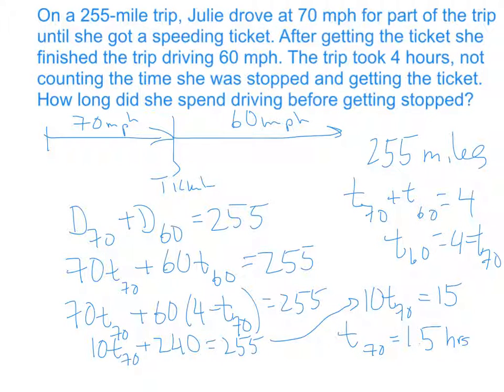So it says that she spent 1.5 hours going 70 miles an hour and the other 2.5 hours going 60 miles an hour. So let's see if that makes some sense. 2.5 hours going 60 miles an hour is going to be 120 plus 30 is 150 miles. Okay, and 70 miles an hour for an hour and a half is 70 plus 35 is 105 miles. And that does indeed add up to 255 miles. There you go.